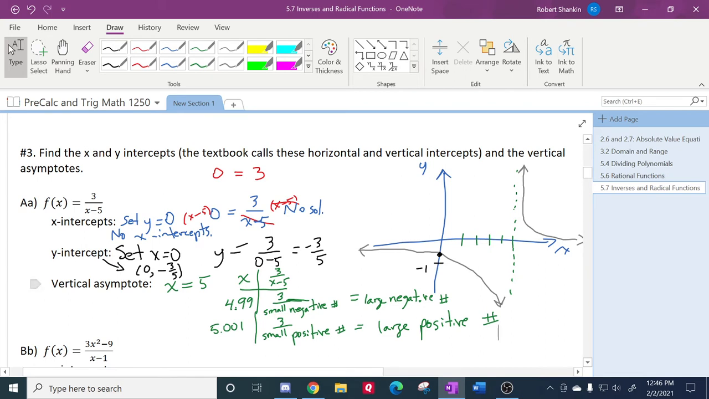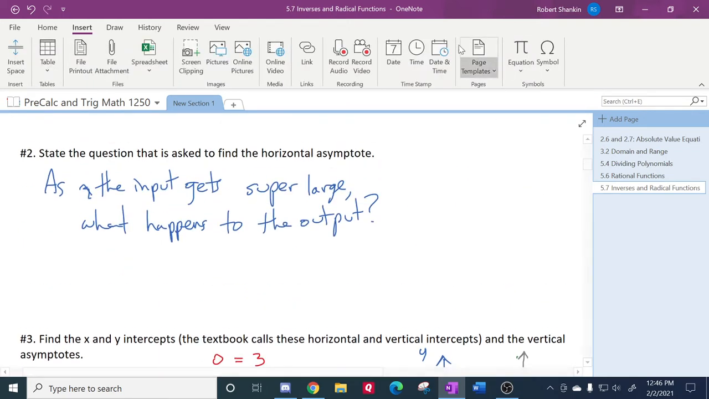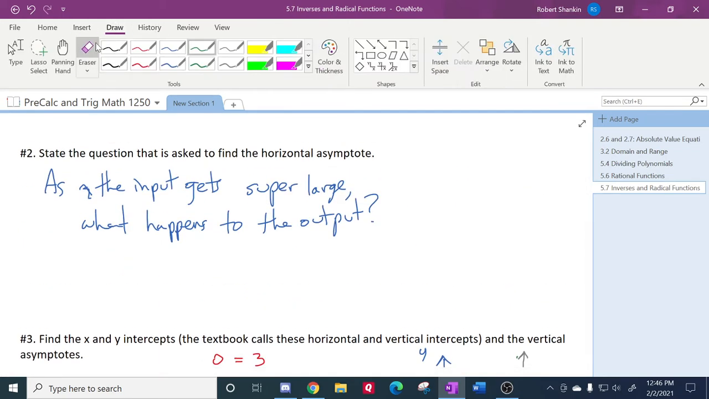And then this function, x can be anything it wants to except for 5. And how come x can't be 5? If x is 5, you're going to get 3 divided by 0. And we had looked at that before. Something like 3 divided by 0 doesn't make sense. If you tried to even put it as 0, 0 times 0 does not equal 3.